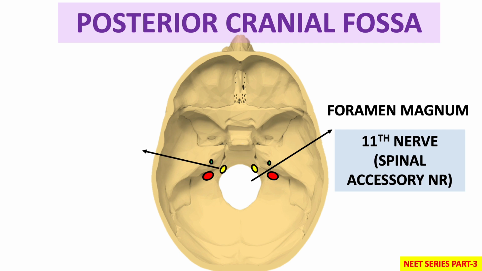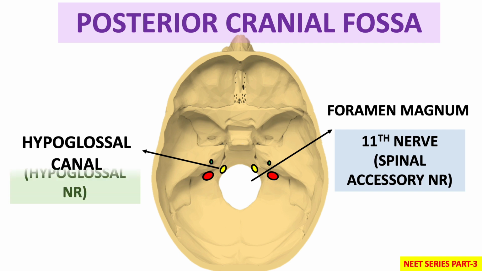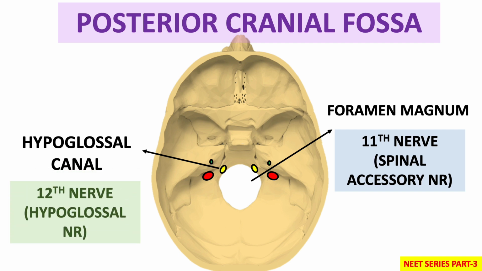Then last we have the hypoglossal canal. Through the hypoglossal canal passes the last cranial nerve, that is the 12th, the hypoglossal nerve.